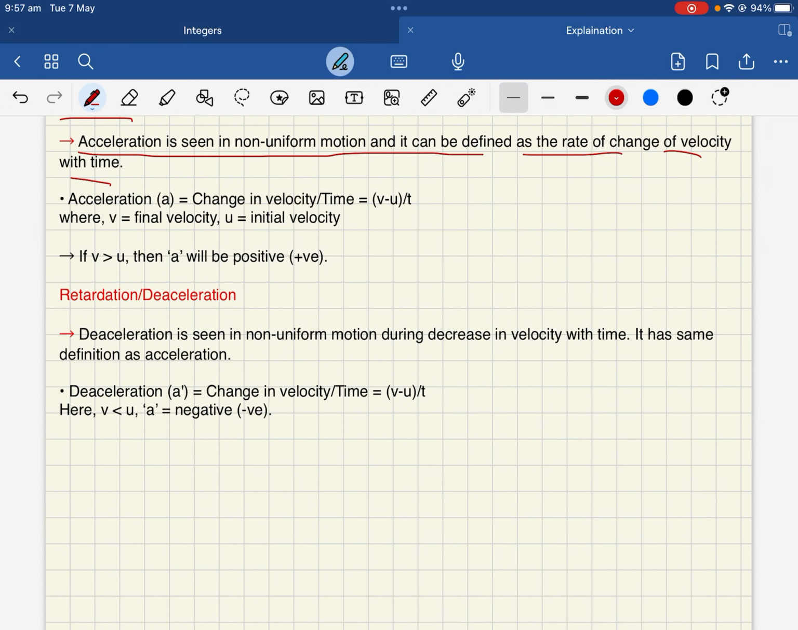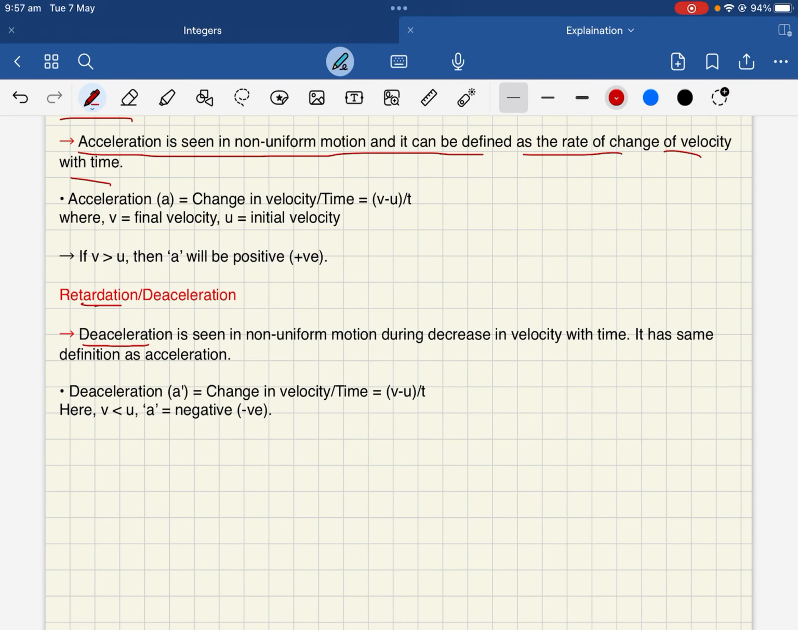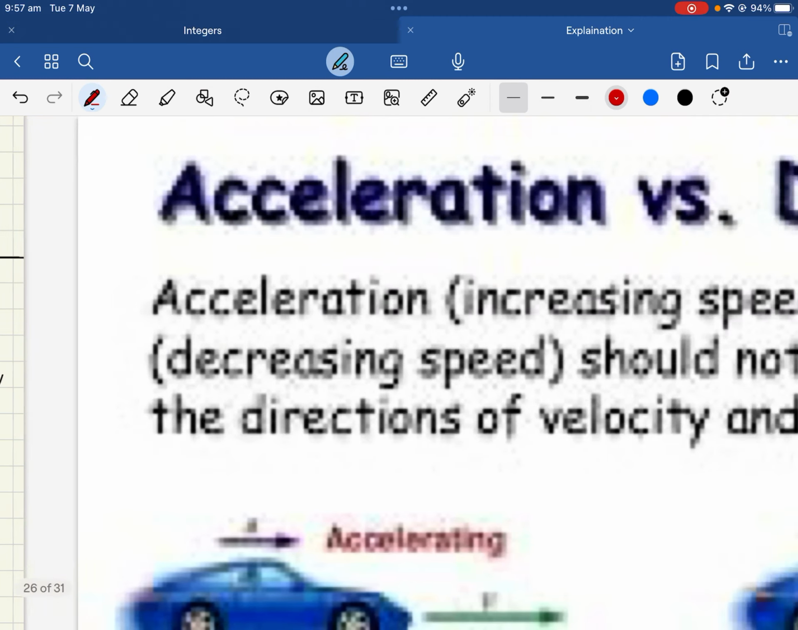Deceleration and retardation is seen in non-uniform motion during decrease in velocity with time. It has same definition as acceleration.